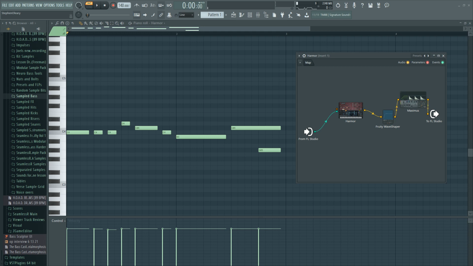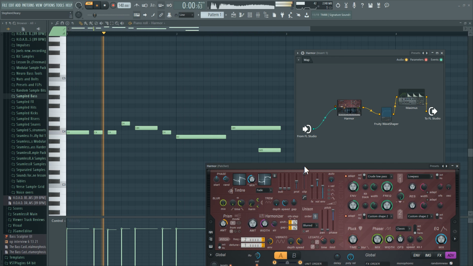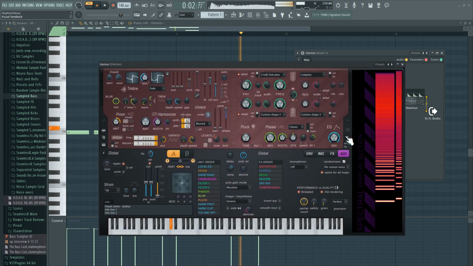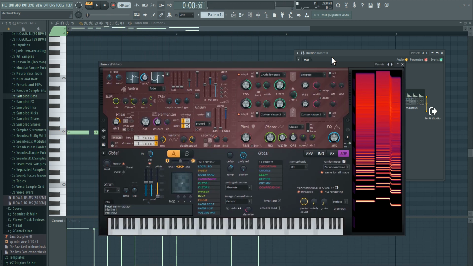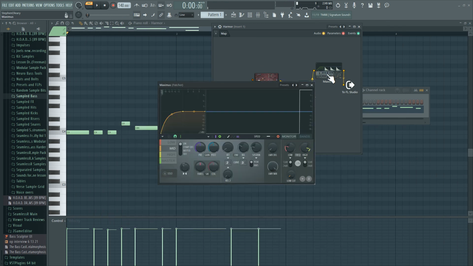Hi, I'm Seamless, and this is another how to bass tutorial, and today I'm going to show you how to make this sound. It's a Harmor into a wave shaper being compressed.